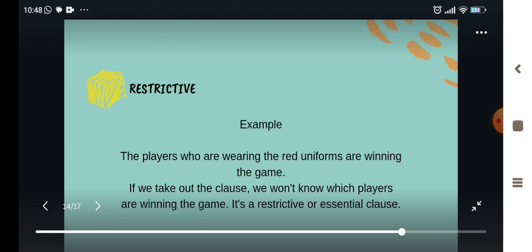Okay, let's look at an example. The players who are wearing the red uniforms are winning the game. If we take out the clause, we won't know which players are winning the game. It is a restrictive or essential clause. We cannot omit this part of the sentence.